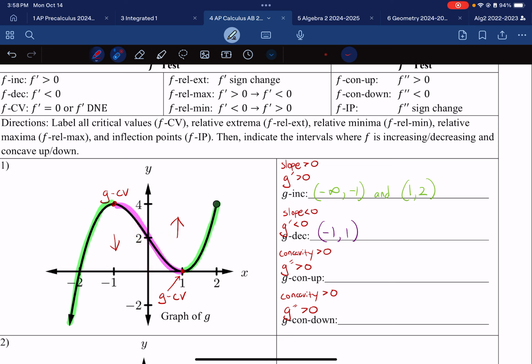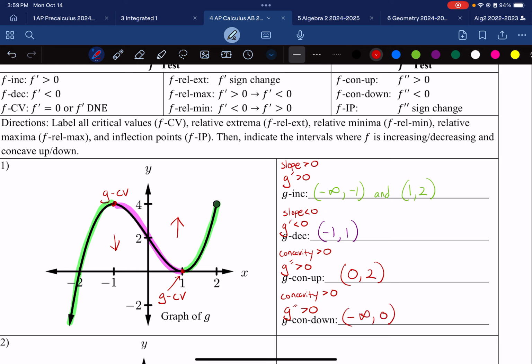I'm going to say that zeros are inflection points. So it's concave up everywhere between 0 and 2. That's this entire interval right here. And then everything over here, all the way to negative infinity, is going to be concave down. So from negative infinity all the way to the inflection point of 0, we'll say from negative infinity to 0, is going to be concave down.